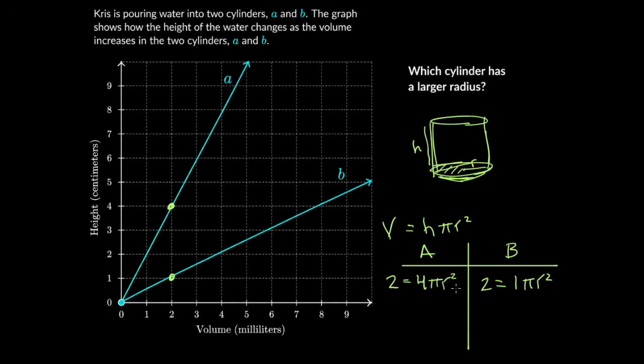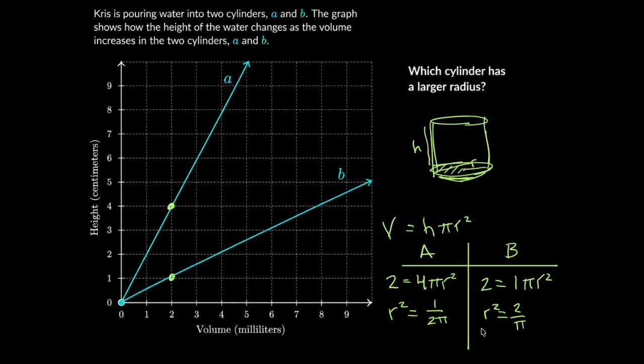We could solve for r in either case. If we divide both sides by, in this case, 4 pi, we will get that r squared is equal to 2 over 4 pi, which is the same thing as 1 over 2 pi. While over here, if we divide both sides by 1 pi, we will get that r squared is equal to 2 over pi. Now, you might say, hey, I haven't solved for r yet, but we're assuming r is only positive values. We're talking about a dimension here.